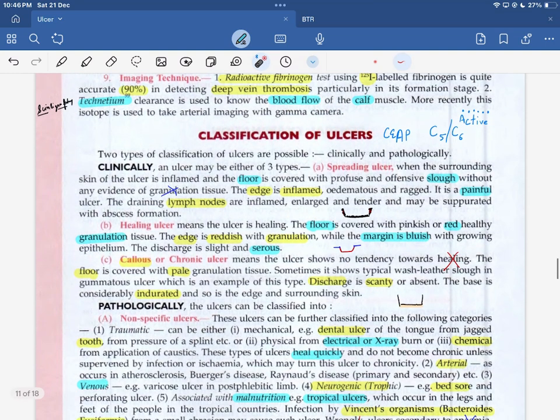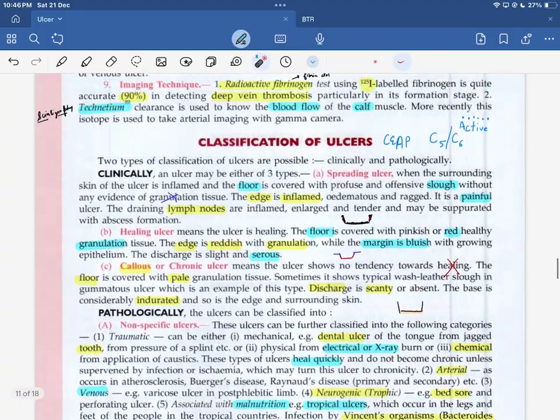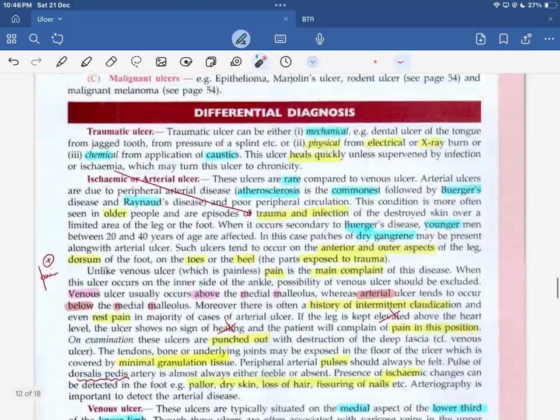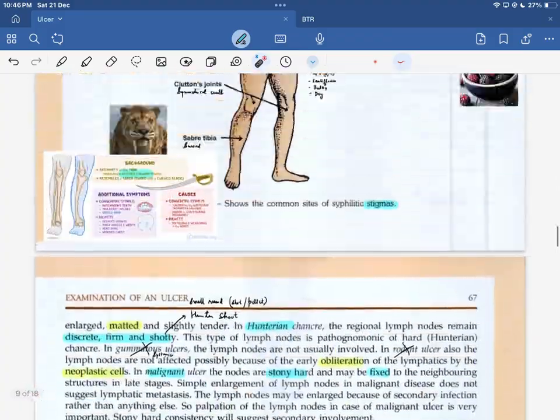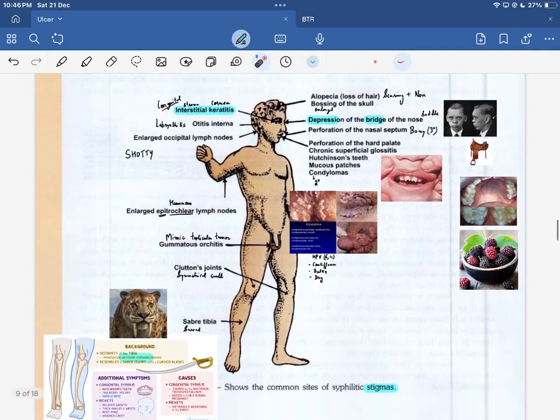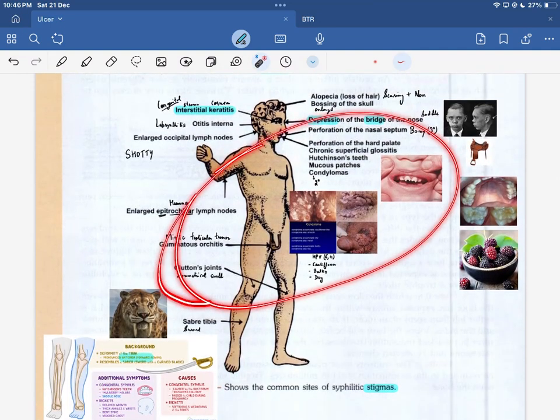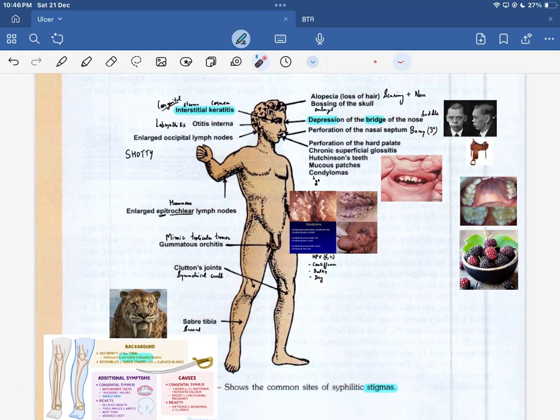So for today, I think that is enough, and then we can do the classification and the differential diagnosis. And for the next, I'll be making a very small video so people can look at this without looking at the ulcer per se.